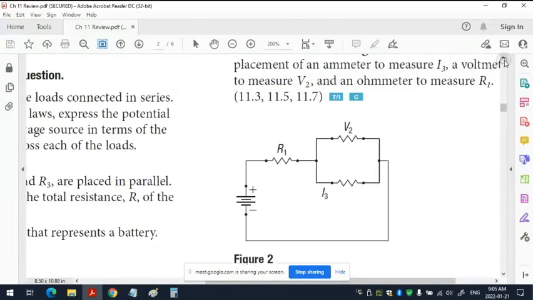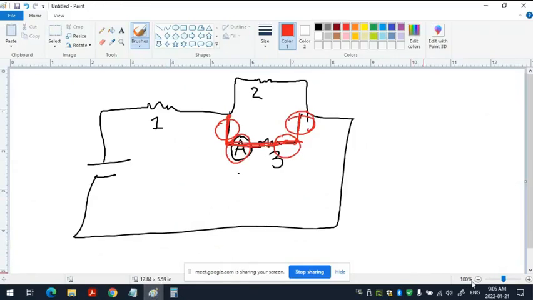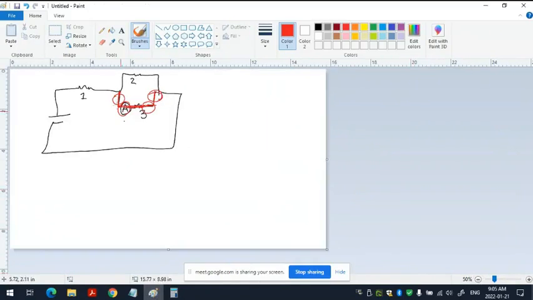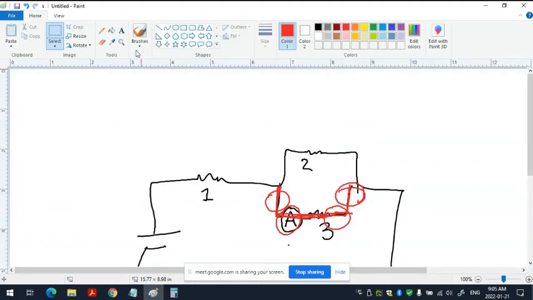What else do they want us to do? Oh, a voltmeter to measure what? To measure which voltage? V2. Now, how does a voltmeter put itself through the circuit? Does it go in or use two hooks? So that means, how would you actually do it? Well, let me just, how would you put it here? Is this correct, everyone? Is this correct?